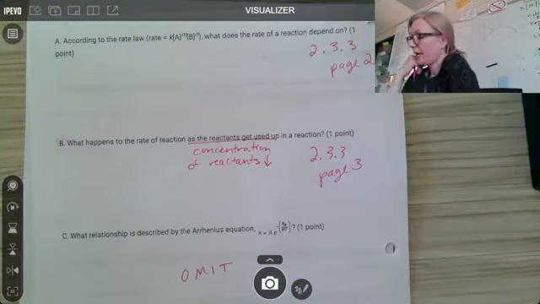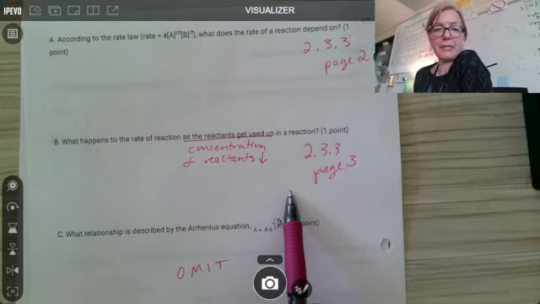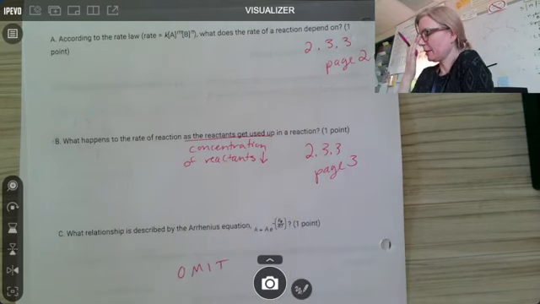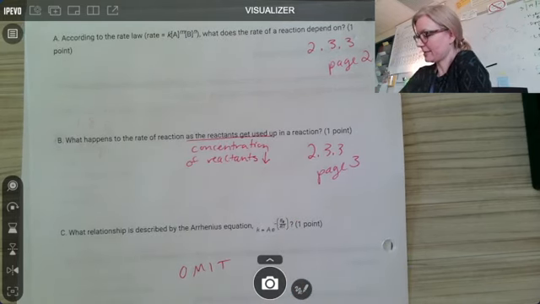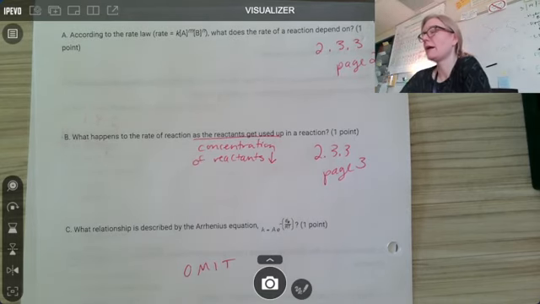And then for A, 2.3.3, page 2. And then for B, I couldn't find this explicitly written in the text anywhere. What happens to the rate of the reaction as the reactants get used up? So think about it this way.